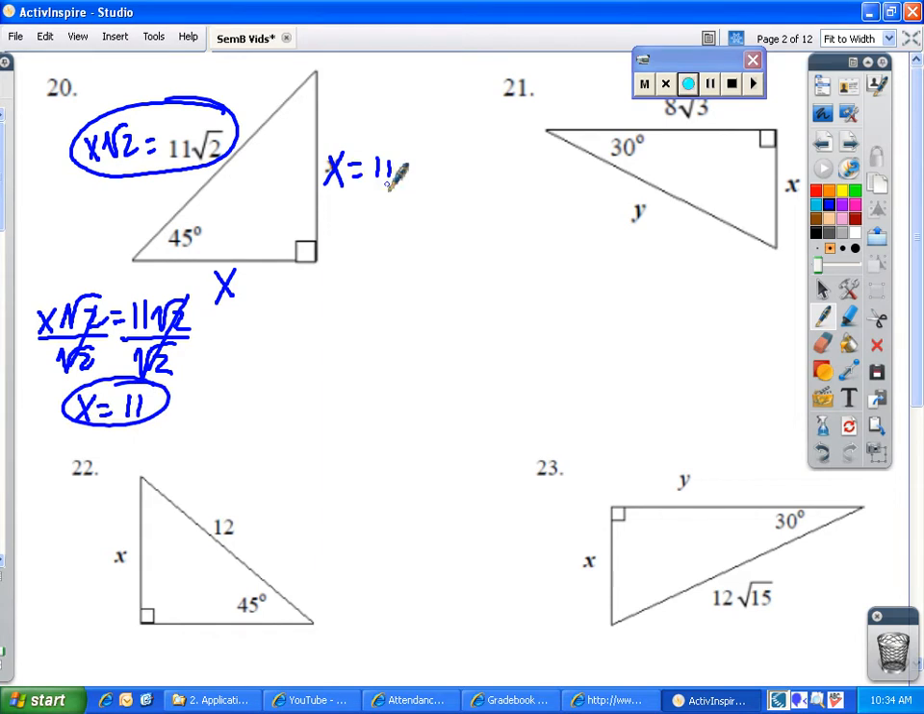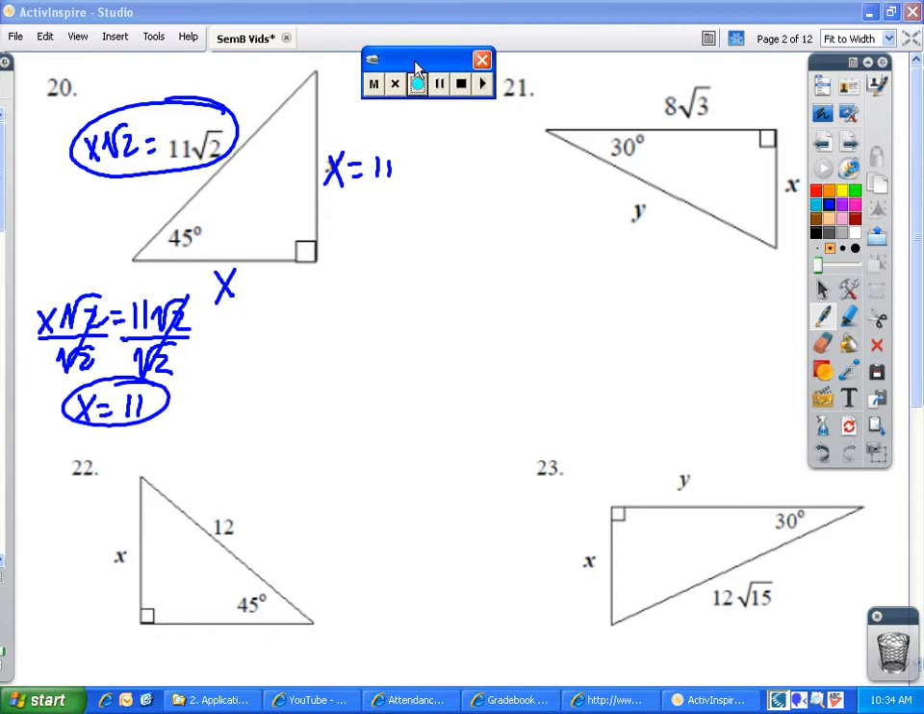Moving on to number 21. These sides are in a different order, but they're also a special right triangle due to this 30-degree angle and this 90-degree angle. I'm going to label those sides like we talked about. Opposite the 30, I always start with the smallest angle, is x. Opposite the 90 is 2x. And opposite the 60, that will be over here, is x root 3.